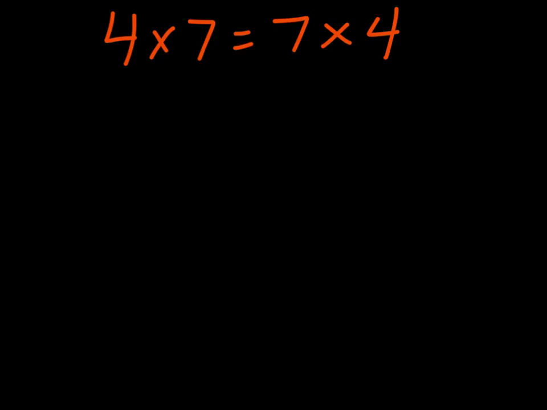So, back to the video. It's your turn, and you need to do an array to represent the commutative property. So you have 4 groups of 7 is the same as 7 groups of 4. So pause the video, draw your arrays, and then I want to talk about how they look different.